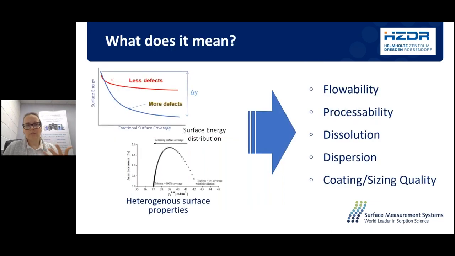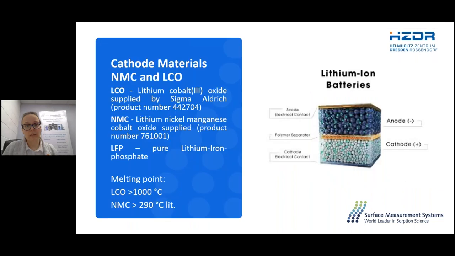Why is it important? Because if there's energy heterogeneity, so the surface is not uniform energetically, it can affect different processes and applications. So the flowability, processability of these materials, dissolution, and dispersion are affected by this. And of course, the coating quality. So the heterogeneity of the samples is very important. It has an effect on so many other things.